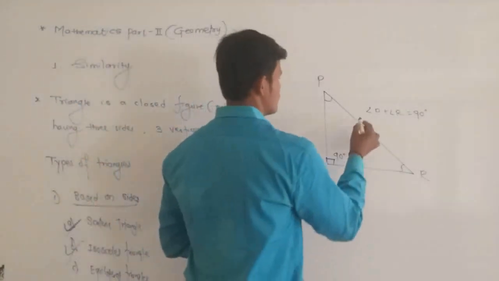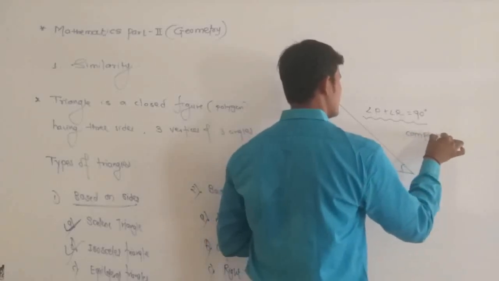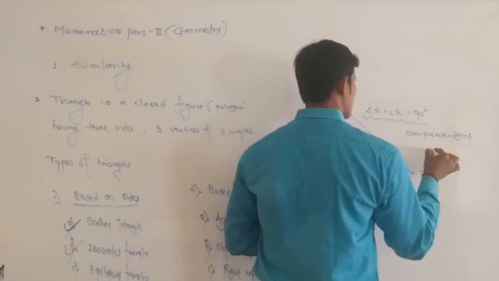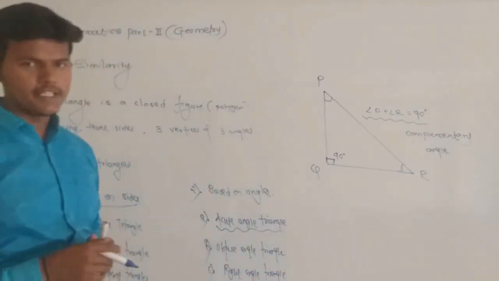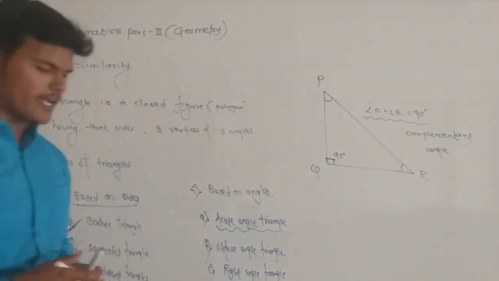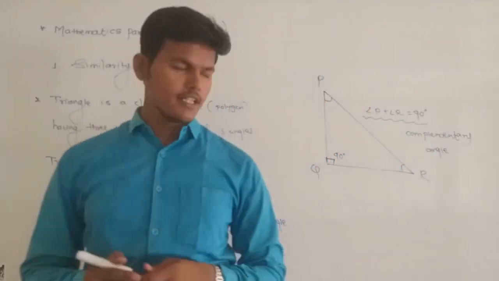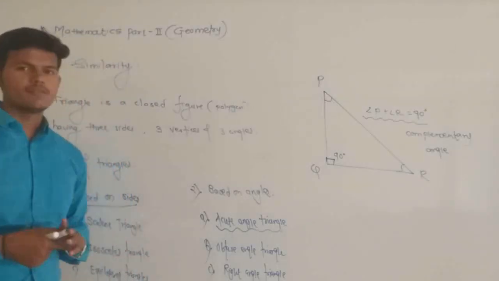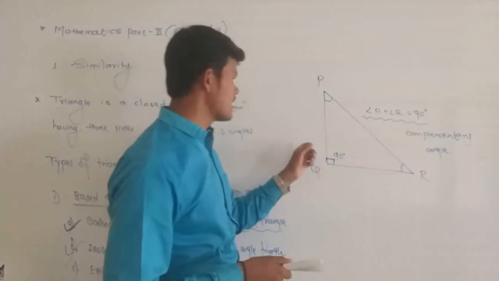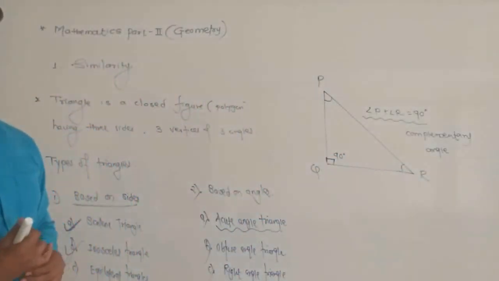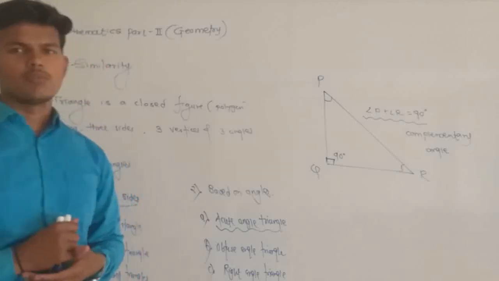If the sum of two angles is 90 degrees, then they are known as complementary angles. So in right angle triangles, the sum of the remaining two angles is 90 degrees, therefore they are known as complementary angles. Then what are supplementary angles? Complementary means the sum of two angles is 90 degrees, and supplementary means if the sum of two angles is 180 degrees. So this is a right angle triangle: a triangle whose one angle is 90 degrees and the sum of the remaining two angles is 90 degrees, therefore they are complementary angles.